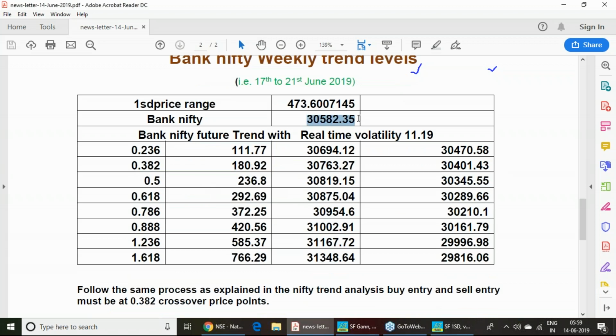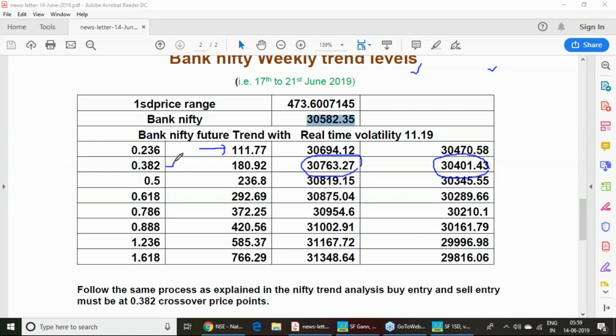However, Bank Nifty base is very high, 30,000. So instead of making an entry at the 0.236 level, I'll be making an entry at the 0.382 level here. This is a small deviation I'll make in the Bank Nifty because its base is very high. So I'll be waiting for the 0.382 crossover.